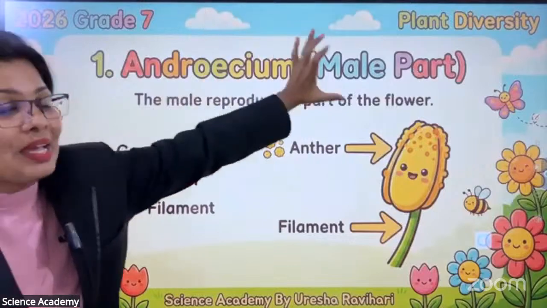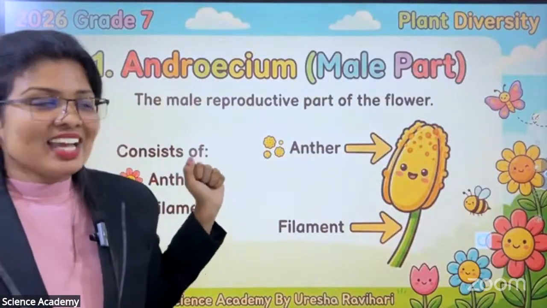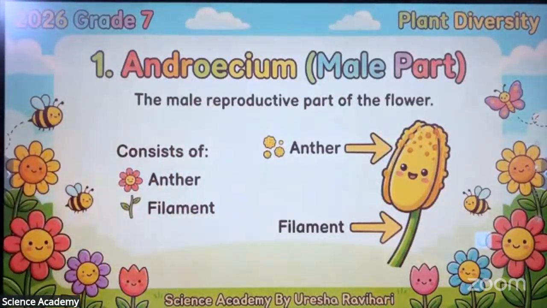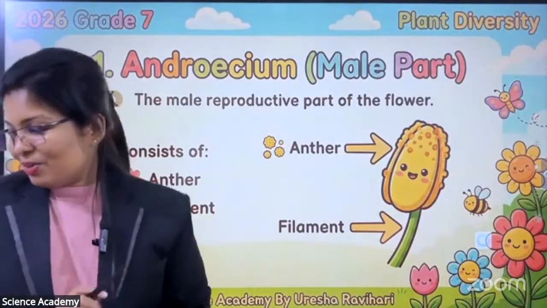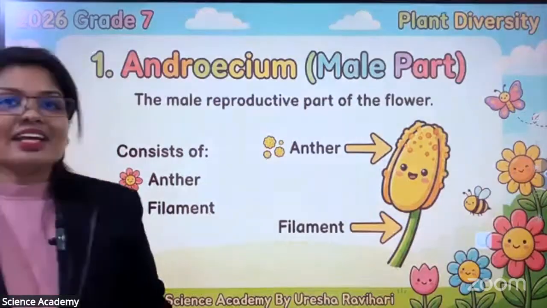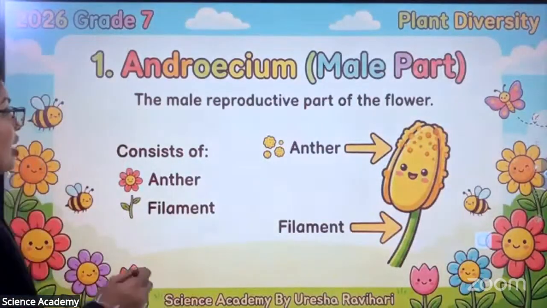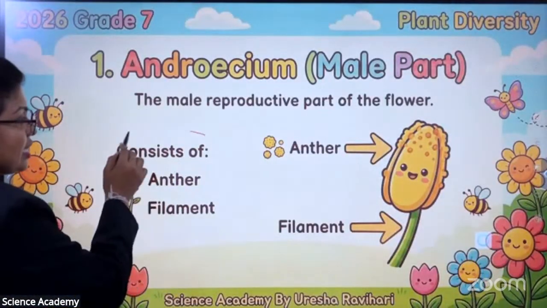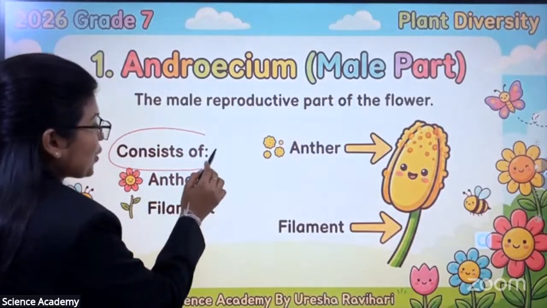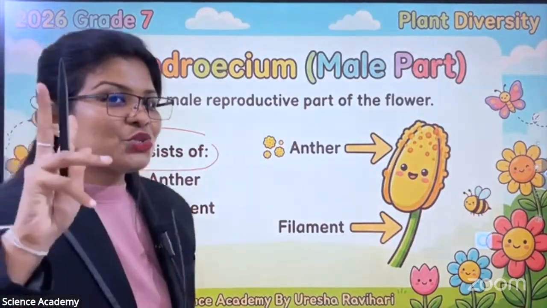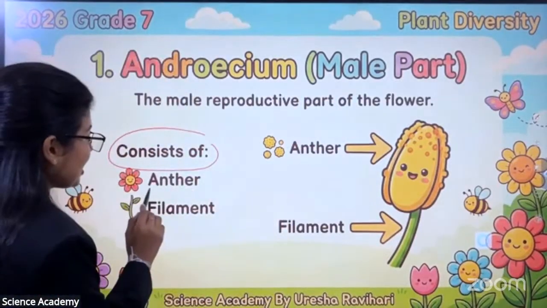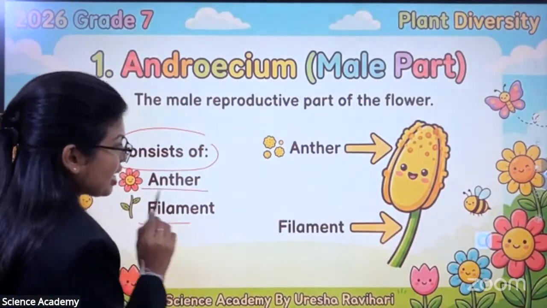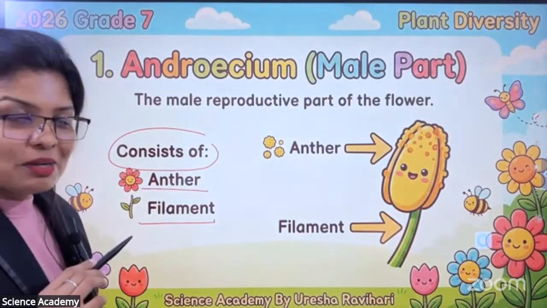Androecium, the male part. Children, this is the male reproductive part of the flower. Now, children, this androecium consists of two parts. What are they? Anther and filament. Anther and filament.